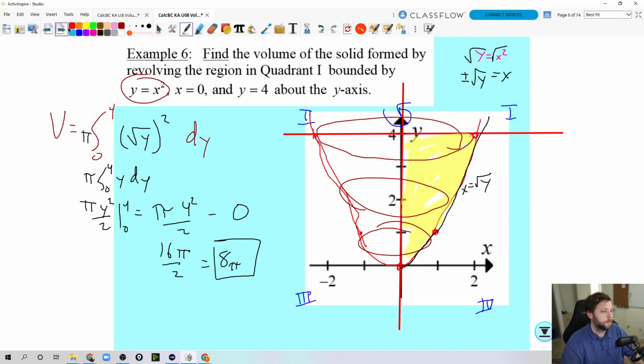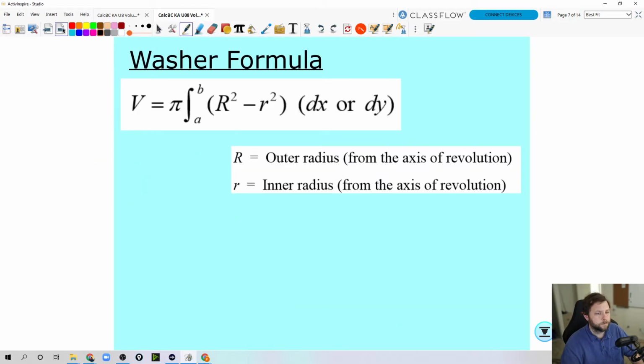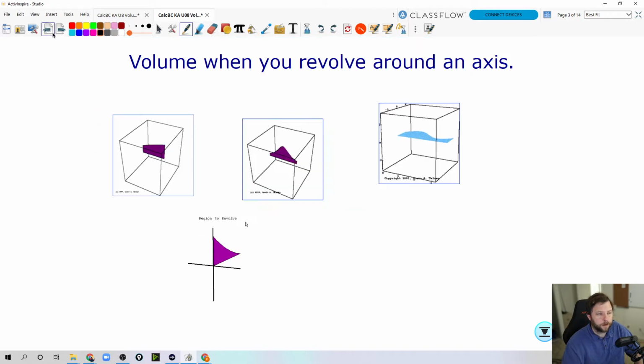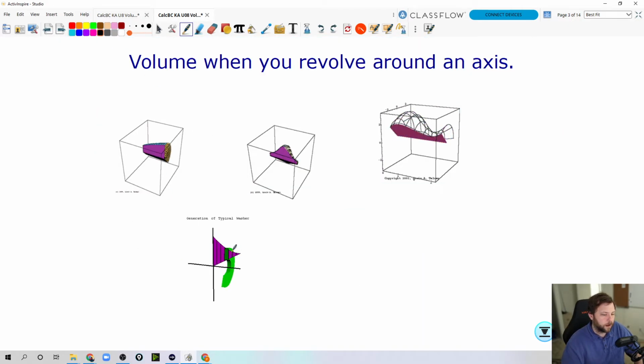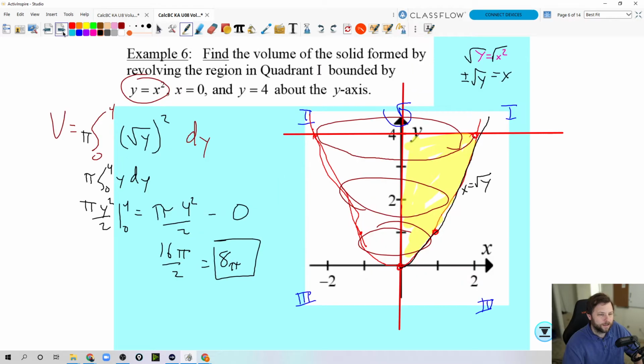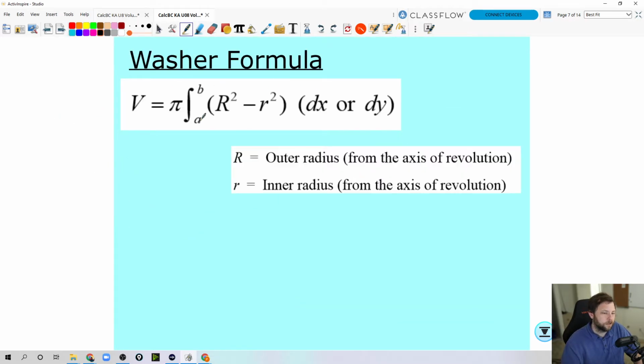All right. Try some other examples here. Oh, before we get into that, let's say washer formula. So hey, what about if there's a hole in the middle? Like I saw with that shape back here. This one, you kind of got a hole in the middle right here. So it's kind of like the disk method, but then we also have a disk inside that cuts it out. The way we write it is just like this.